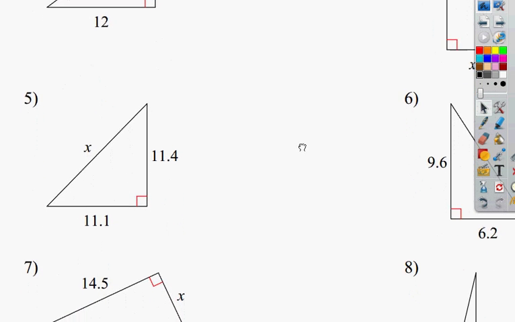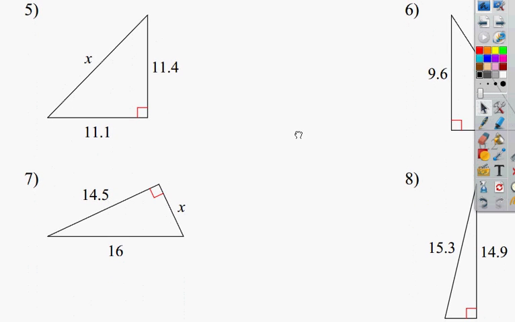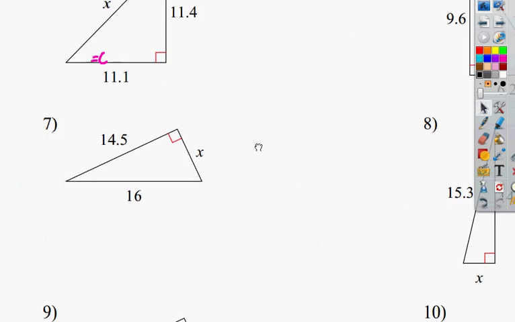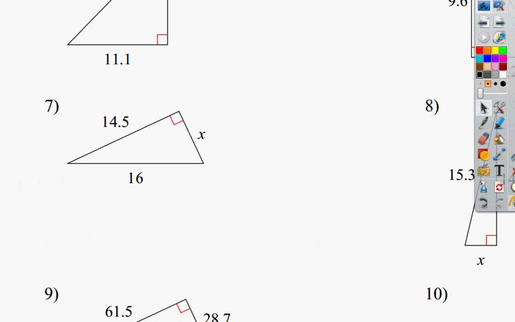And I think you can pretty much do the rest of the worksheet. Problem number 5. X is equal to c again. So x is going to be by itself. Problem number 6. Problem number 7. Problem number 7, x is now not going to be equal to either a or b, because 16 is the longest side. 16 equals c.